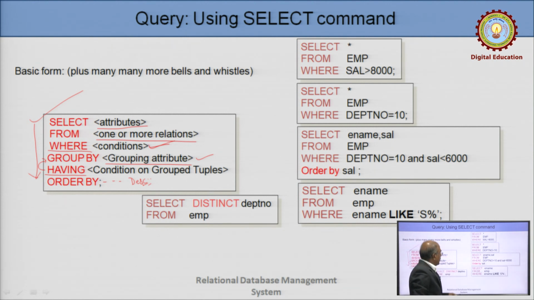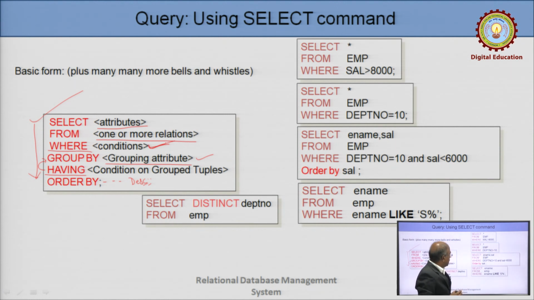Now, see the example. Select asterisk from EMP where salary greater than 8,000. Here we have used select command. Asterisk means all attributes, all columns, from name of the relation, name of the table, which is EMP, where salary greater than 8,000. So, here we have used this where clause. It will give you the records of those employees having salary greater than 8,000.